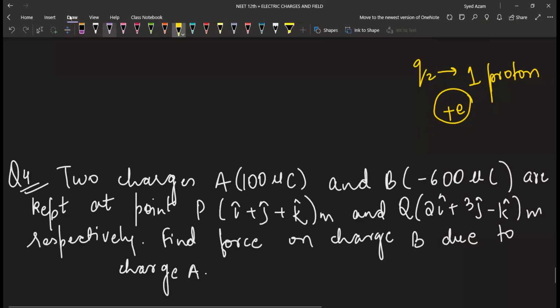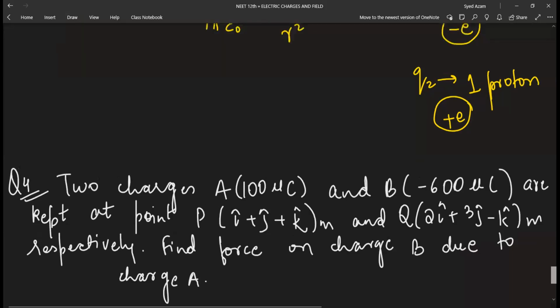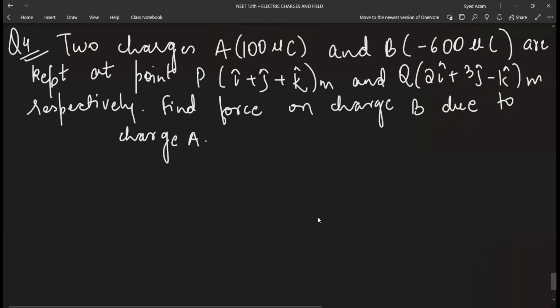Ibrahim, did you write the above part or should I scroll it above for you? No, ma'am, I wrote. You've written? Okay. Look, this question is now completely in vector form. This says that two charges, A means 100 microcoulomb, B minus 600 microcoulomb, are present at points. This is the P point, this is the Q point. And we have to find out the force. So this is a normal question of Coulomb's law only.